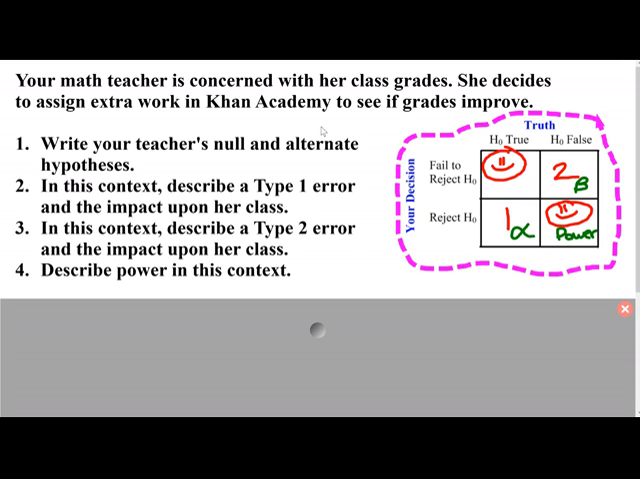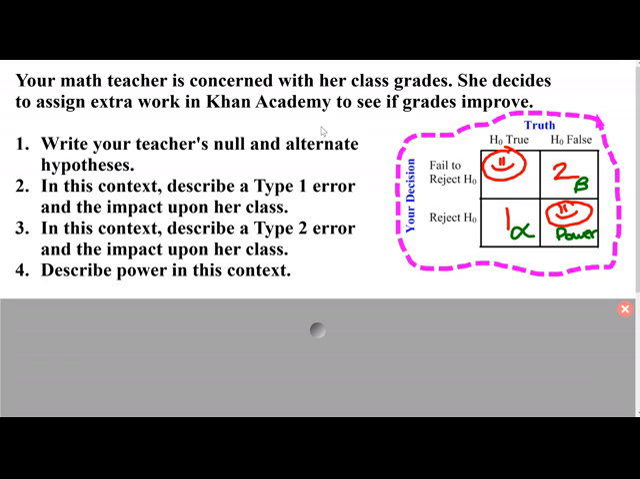So here's our scenario. Say your math teacher is concerned about her class grades, and so she decides to assign extra work in Khan Academy to see if grades improve overall. So basically, she's getting some information over the next 2 or 3 weeks about grades that would tell her about grades over the long haul, over the year, in future years, all that kind of stuff.